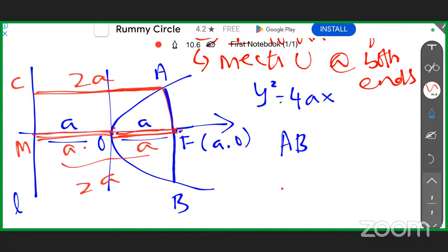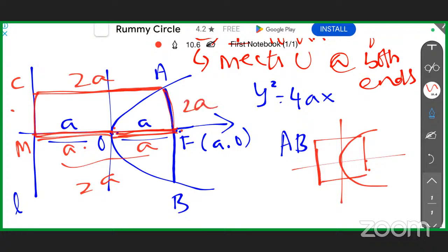Actually, if you draw this diagram correctly, AFCM is a square. If you draw it correctly with the scale and so on, the fixed line is here, focus is here, so it will be exactly a square. So square means what happens? All sides are equal. I'll take that printed diagram tomorrow. This will be 2A and this will also be 2A.